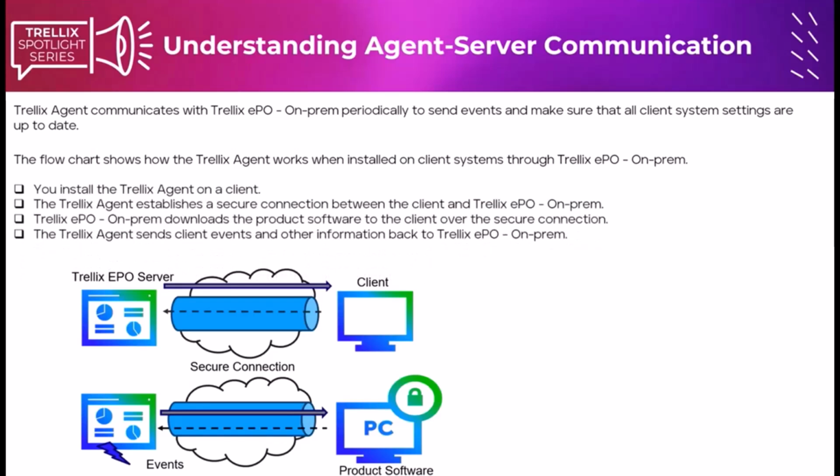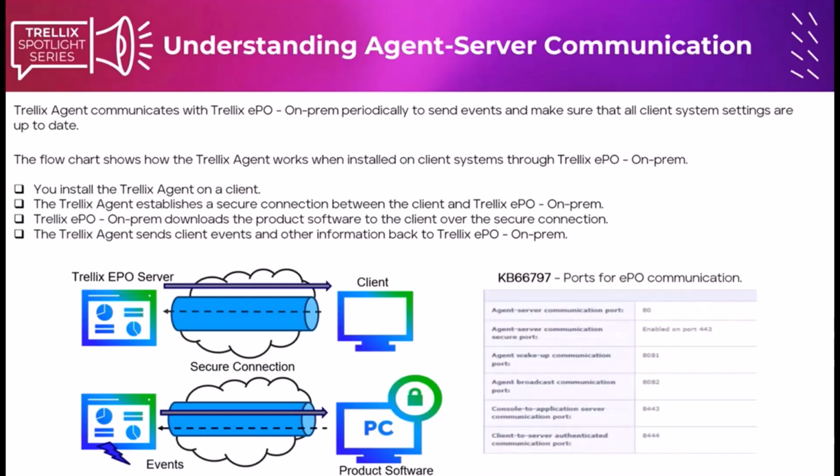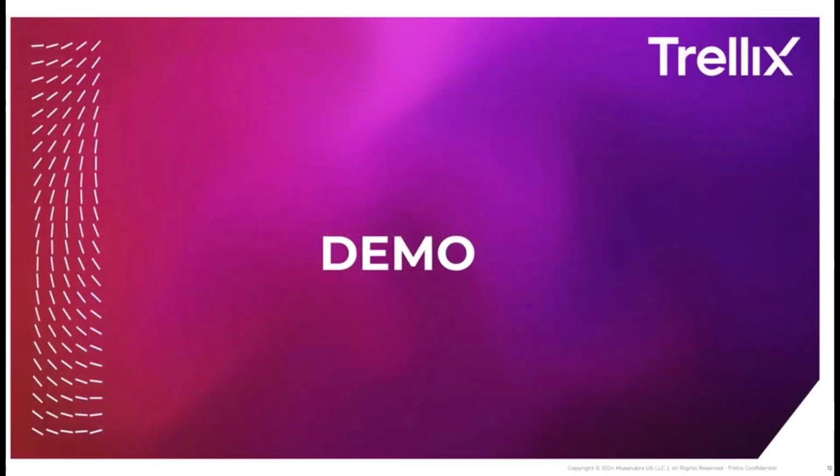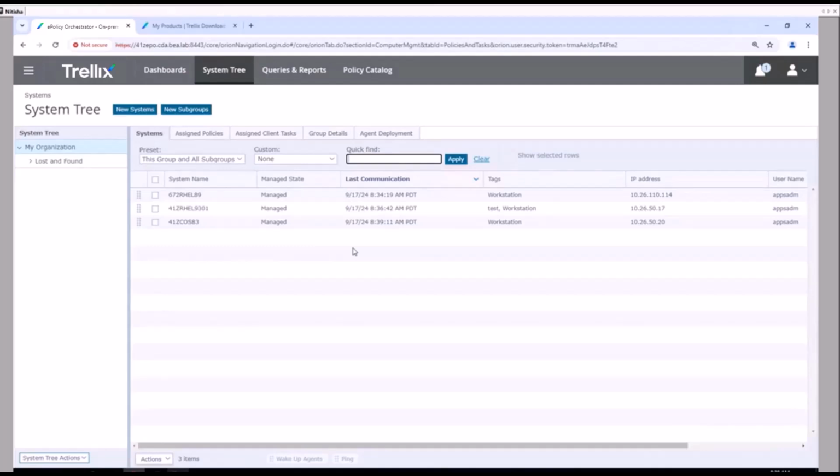To add, we have a KB that talks about the secure communication port for the ePO server. KB 66797 can be referred to for the same. By default, the ePO communication ports are port 80 and 443. To get more overview, let's have a look at the demo. We spoke about the default communication port in our last slide.